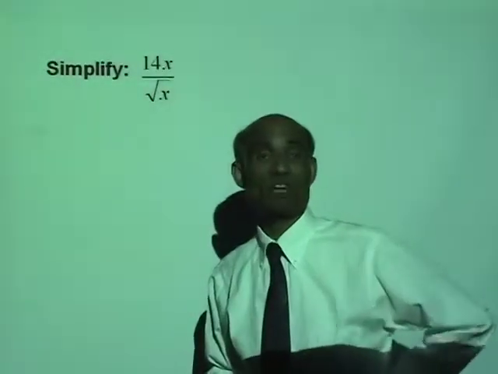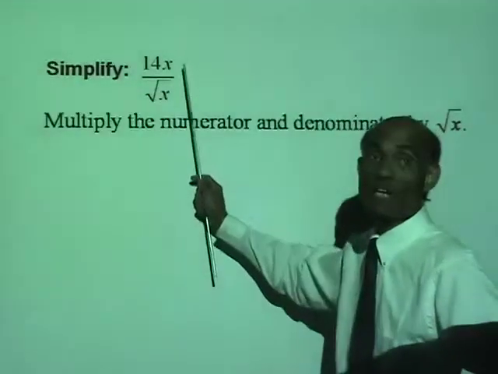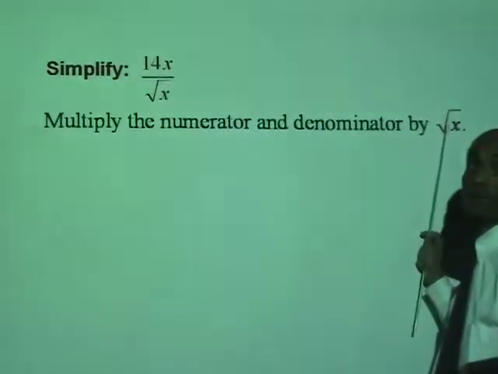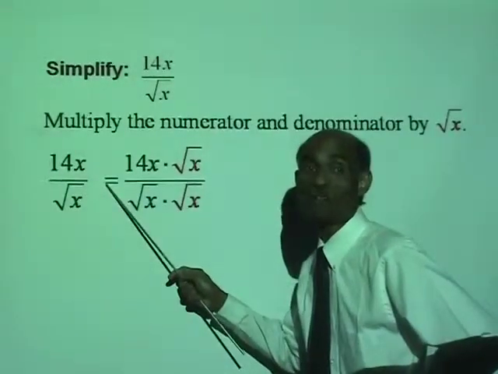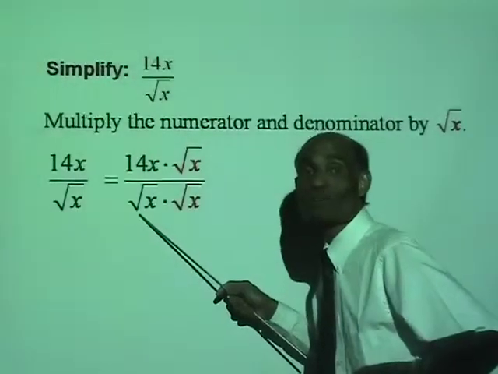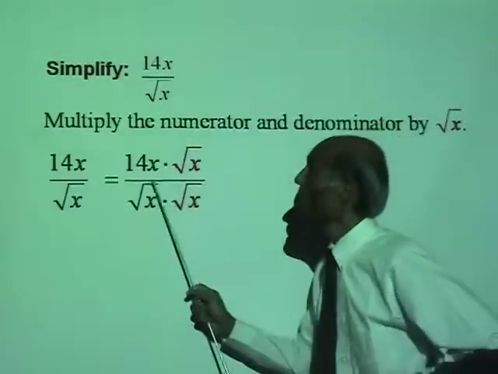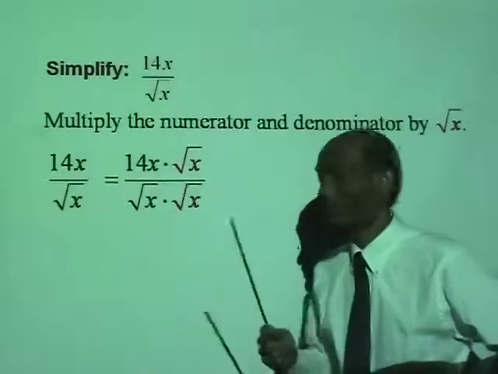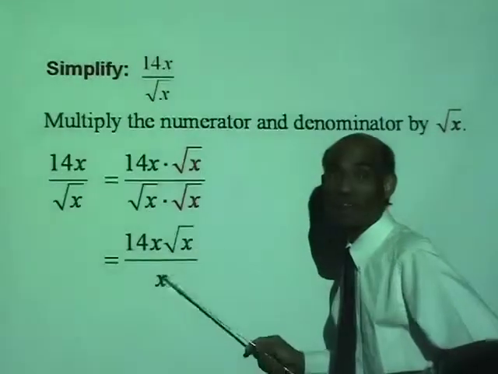14x divided by square root of x. We rationalize the denominator by multiplying the numerator and denominator by square root x. So 14x divided by square root x is now written as 14x times square root of x divided by square root x times square root x. The denominator now becomes square root x times square root x, which is x. So that is 14x square root x divided by x.